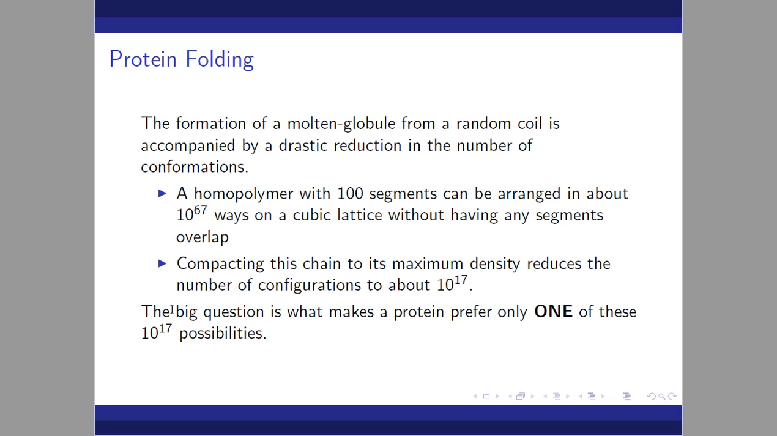But here we can see, as we see in A and B, that the protein prefers only one or two of these 10 to the power 17 possibilities. Among all the possible configurations and combinations, we only have one or two configurations that are favorable for the protein. This favorable configuration is either on or off, open and closed.